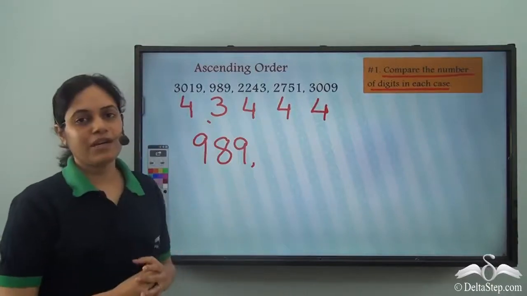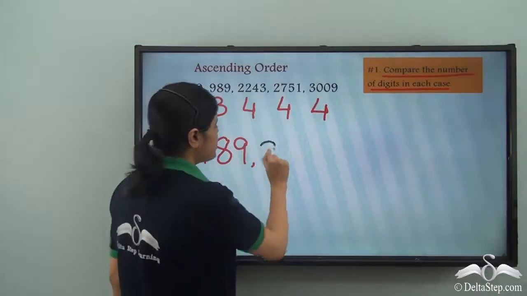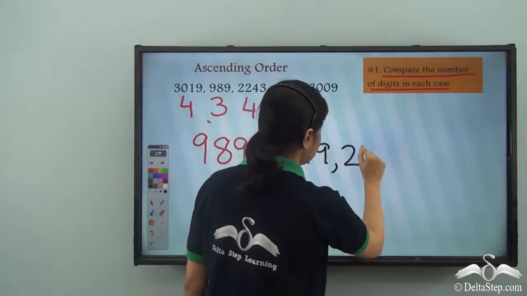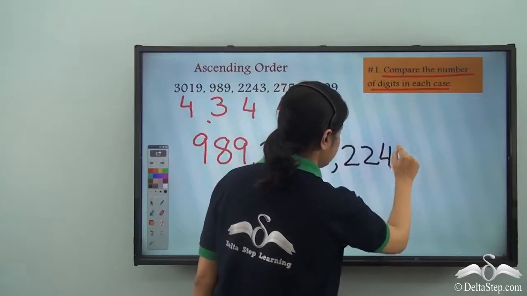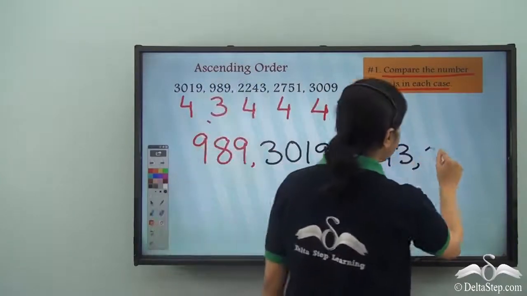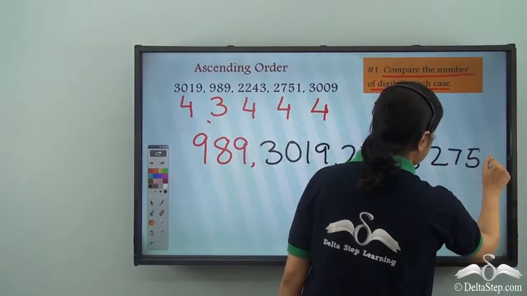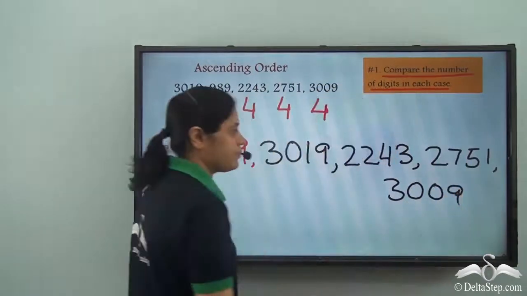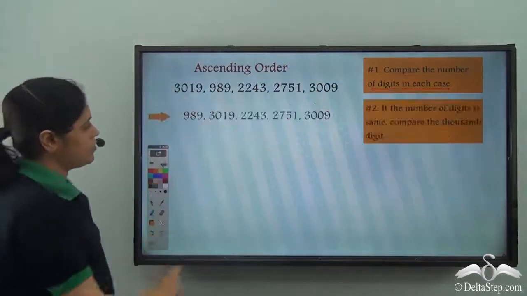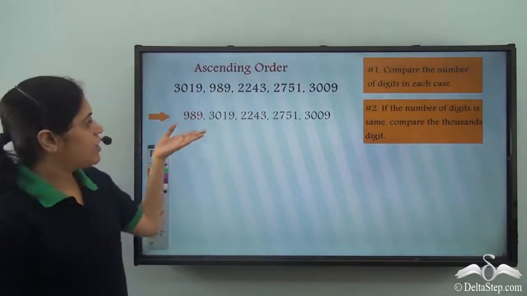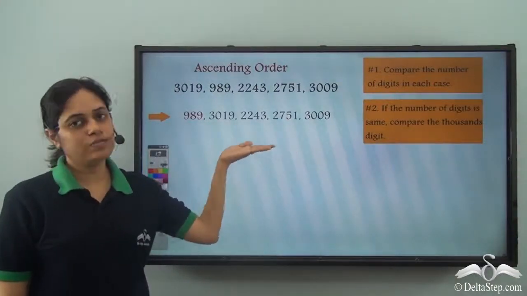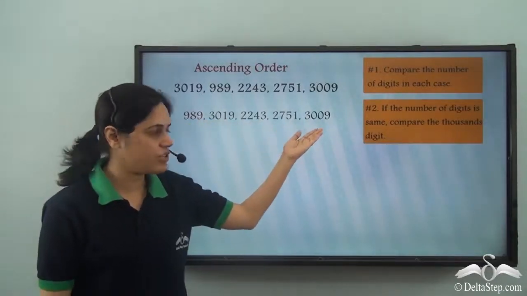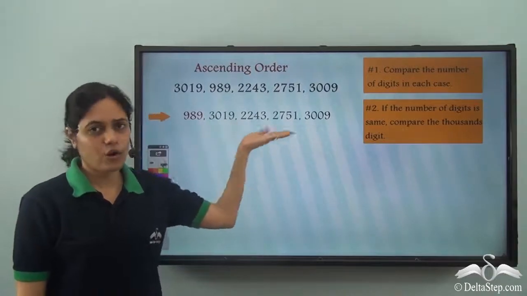And now let me write the remaining numbers as they are. So 3019, 2243, 2751 and 3009. So this is what we have. Is this arranged in ascending order? No, because 3019, 2243, 2751, 3009, these numbers are not yet arranged.